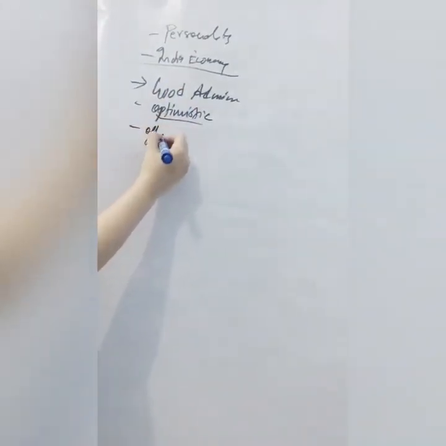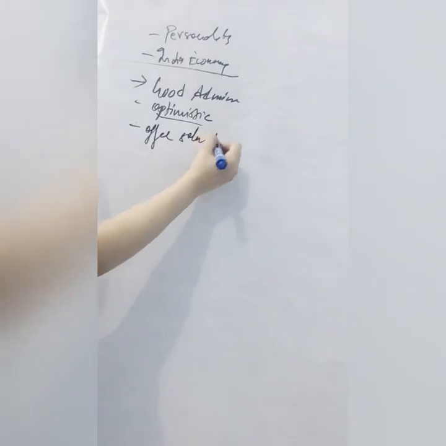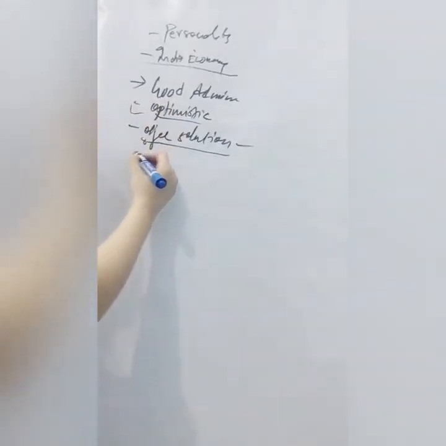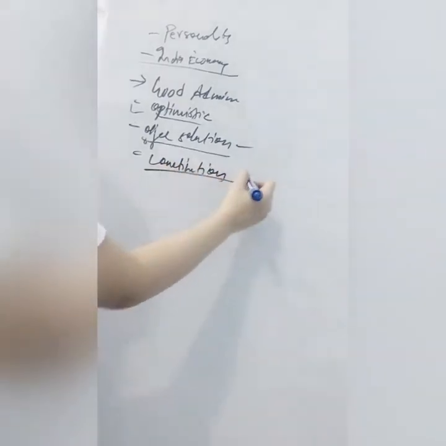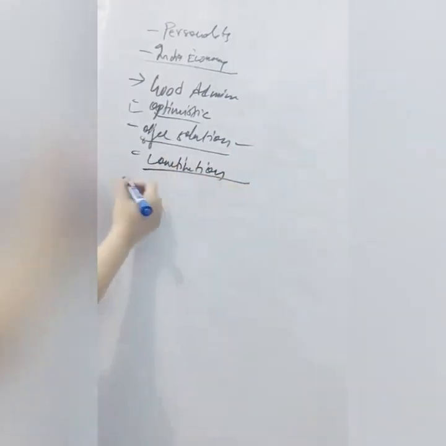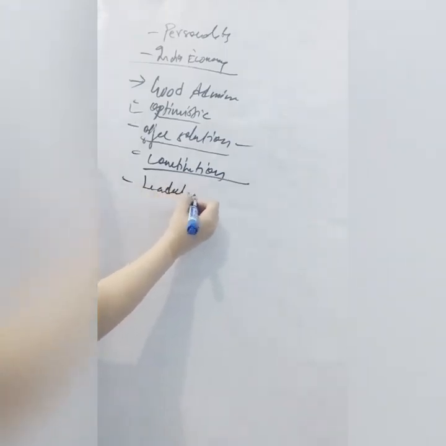Can you offer a solution? Because they need optimistic people in the administration. No matter whether your solution will be effective or not, are you able to offer a solution to the problem? Are you optimistic? Do you value the constitution? You have to value the constitution everywhere, and you cannot go against it. Can you play a leadership role in certain situations?